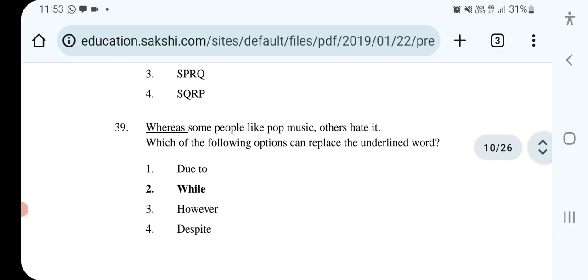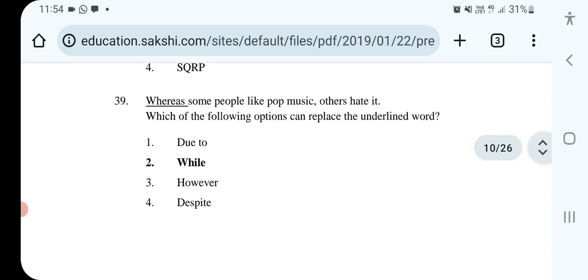Whereas some people like pop music, others hate it. Which of the following options can replace the underlined word? While some people. Whereas some people like pop music, others hate it. Here, while should be there in the place of whereas.